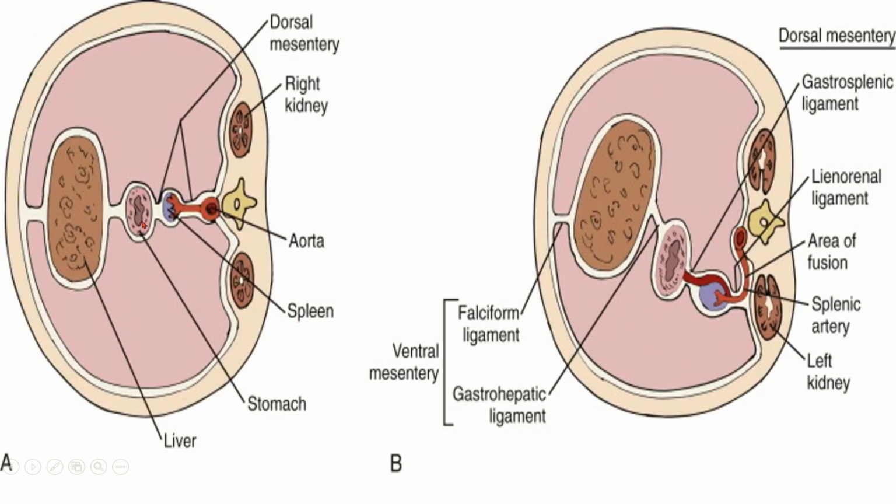You can see here, this is the stomach, this is the liver in the ventral mesogastrium, this is the spleen in the dorsal mesogastrium. So this is the dorsal mesentery. You can see here, between the spleen and the stomach, it is forming gastrosplenic ligament. Between the spleen and the kidney, it is forming lienorenal ligament.